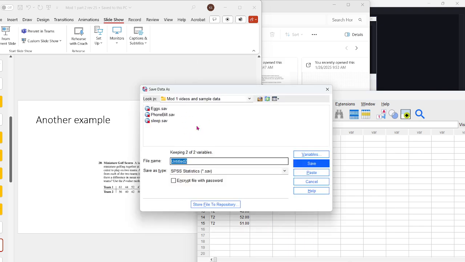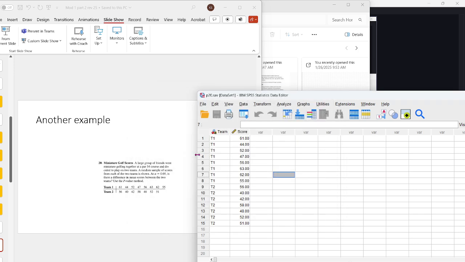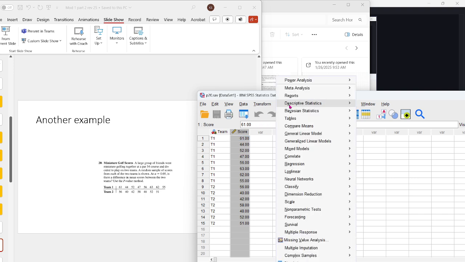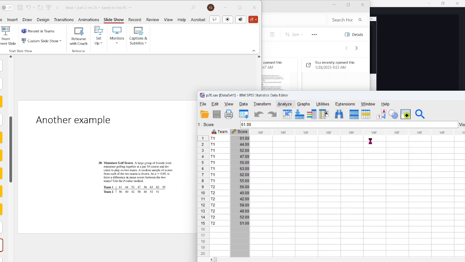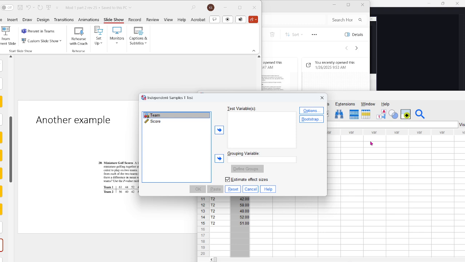If you're a good doobie, you probably should save these. I don't always save them, to tell you the truth. So here we have our data. What we want to do is a test comparing team 1 and team 2 to determine whether or not there is a significant difference. And so we're going to go to analyze, compare means, independent samples t-test. I think this is going to work.